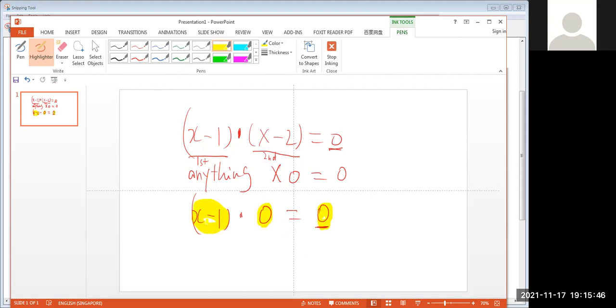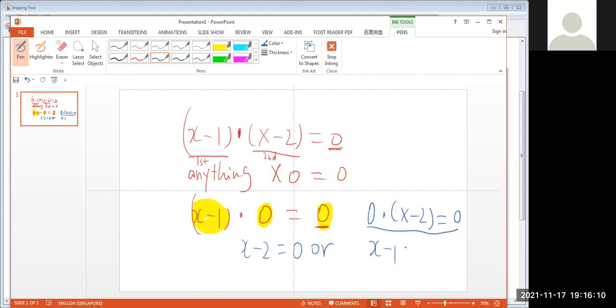So meaning your x minus 1 can be anything, but as long as your x minus 2 is equal to 0, you get 0. So that's why I say x minus 2 is equal to 0. Or the other way, my x minus 1 is 0 times x minus 2, that will give me 0. So that's why I say x minus 1 equals 0, or x minus 2 equals 0. They will both give me 0 over here. So does it make sense to you now?